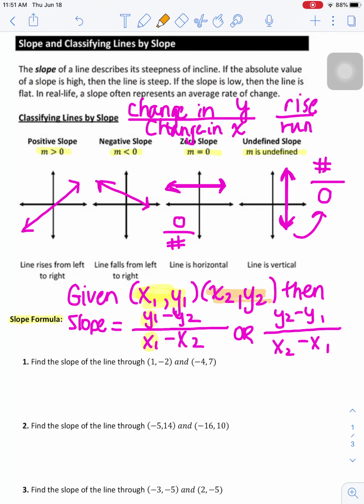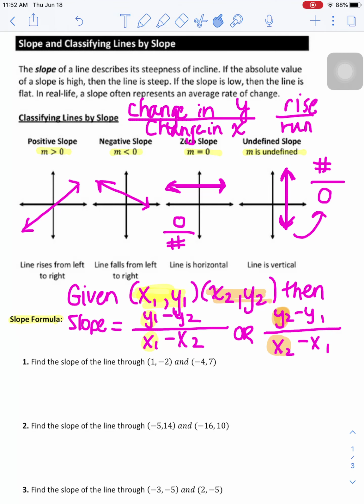If you start with the second point, x2 and y2, then when you start your change subtractions, your y2 minus y1, you also have to coordinate that in the denominator using x2 minus x1.